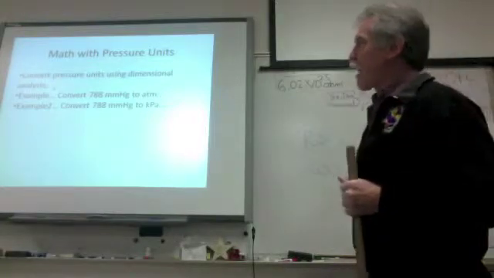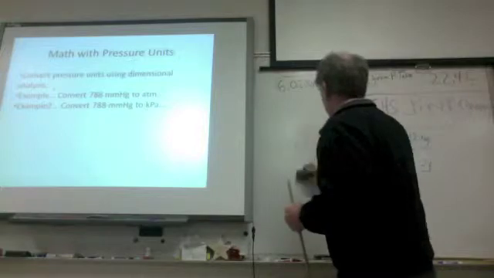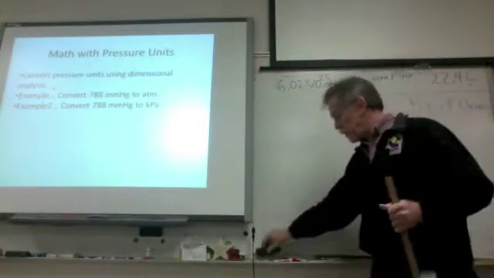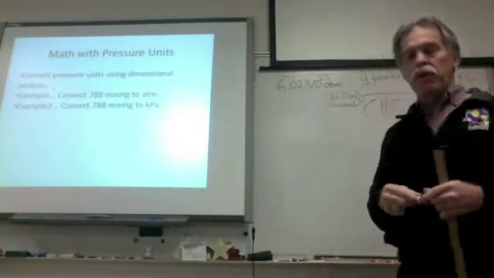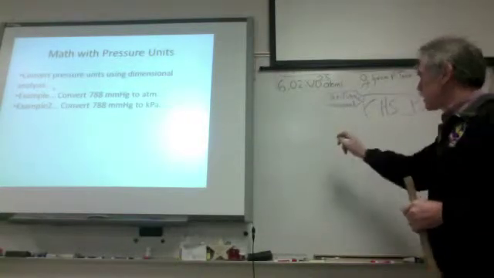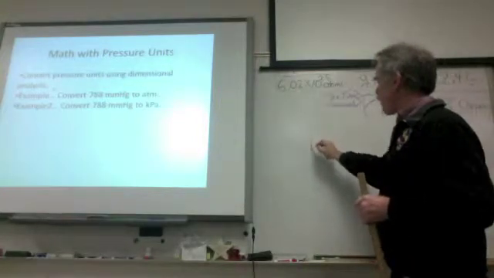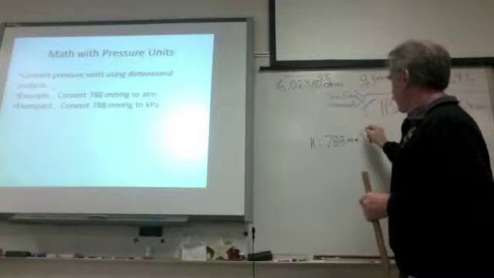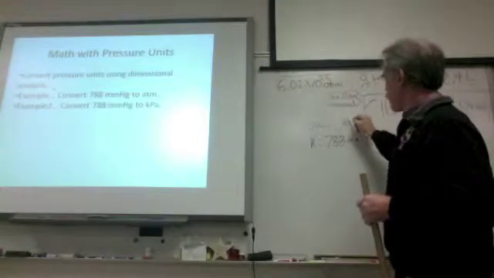So talking about math with pressure units, at this point, I could say use dimensional analysis, and that's it. We're done. We really don't have to go into it any further. I am going to go through an example just so we refresh our memory about dimensional analysis. For the first example, our known is 788 millimeters of mercury. Our unknown is how many ATMs.